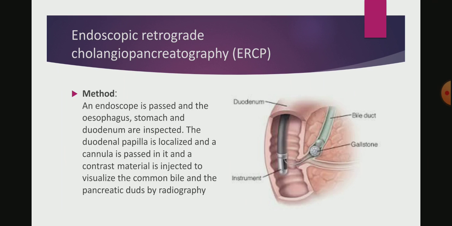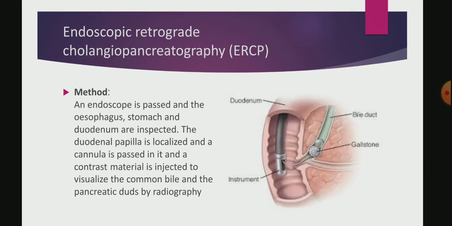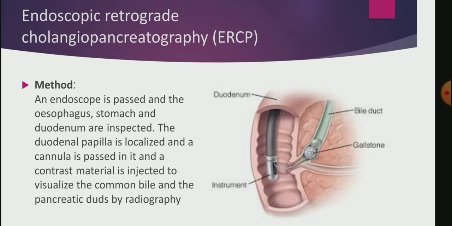Endoscopic retrograde: the other tool for investigation is endoscopic retrograde cholangiopancreatography, also known as ERCP. Method: a machine enters through the esophagus and stomach and reaches the duodenum, the duodenal papilla is located and the cannula is passed into it, and a contrast material is injected to visualize the common bile duct and the pancreatic duct by radiography.